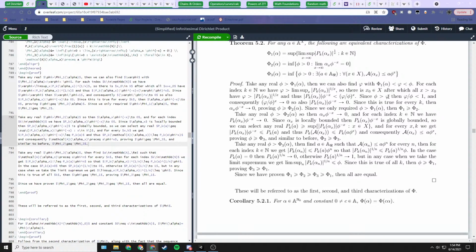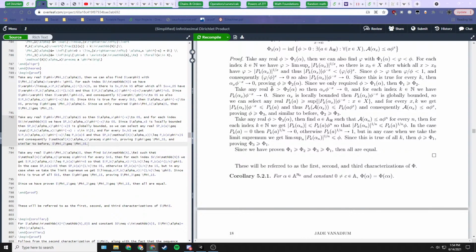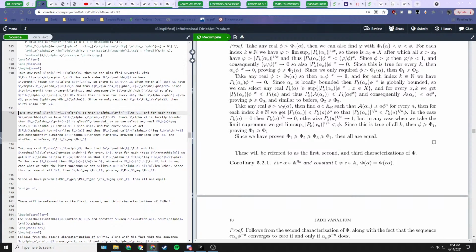and this is less than that, this is less than that, so this goes to 0, and so also this tends to 0, so it's true for every k, then this goes to 0, proving this. Then for the next one, this goes to 0 for each index k, we have this going to 0, since alpha x is locally bounded, then this is globally bounded. So we can select any real pKa greater than or equal to, actually this can be a little easier. Take any real phi greater than phi 2 alpha, so then this goes to 0, we have this going to 0.